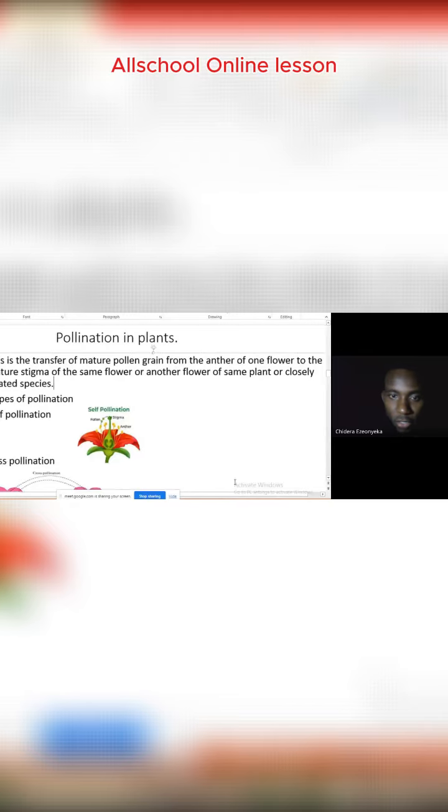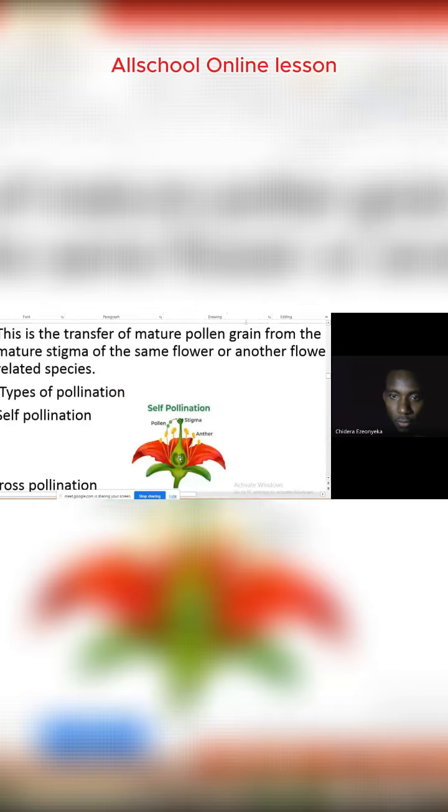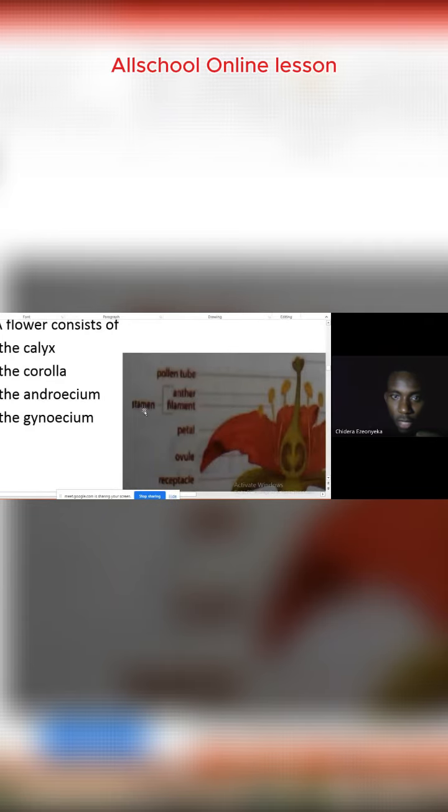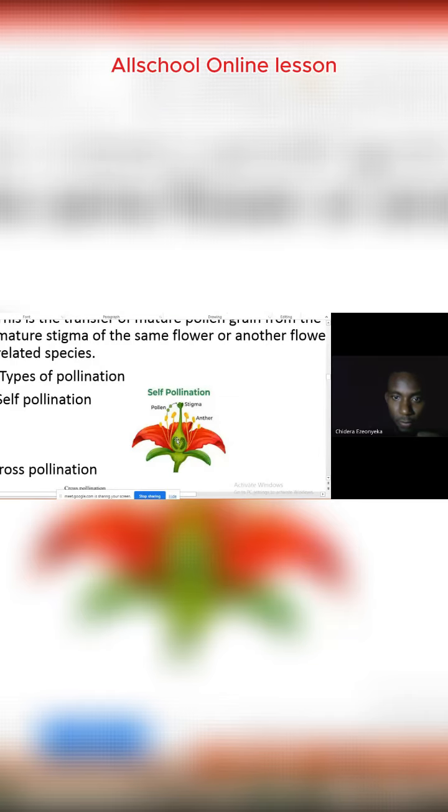Looking at this image on my screen now, this is a flower, just like in the former image. You can see this is the anther of this flower, and this is the stigma of the flower. All these yellow protrusions seen here are the anthers of the flower. See the stigma of the flower protruding directly from the carpel.